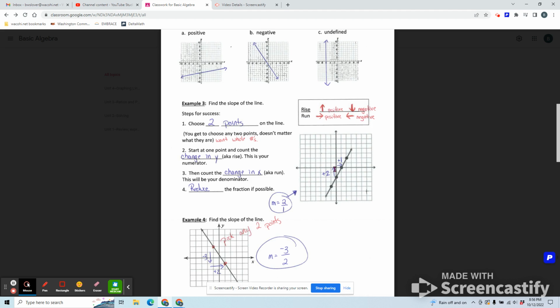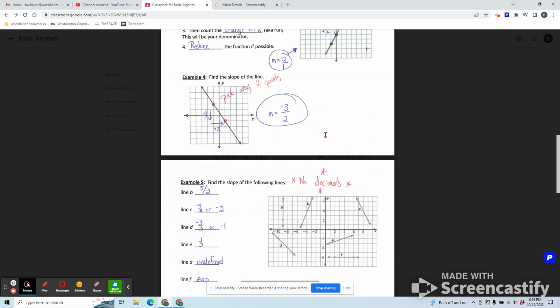So I went up, and then I went right. Because remember, I started here, and I'm trying to get to this point. I need to figure out how many up and over I went. I can only go up, down, left, or right. Can't do any diagonals. I have to go up, down, left, or right. So I went up 2 and then right 1. And it's always the rise is up top and then the run is in the bottom.